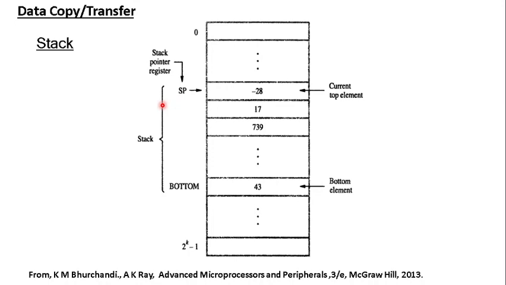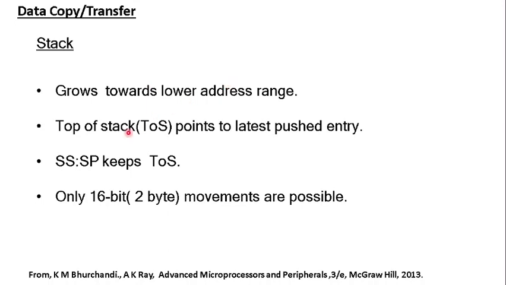We have to augment SS, then add it to SP, then we will get the final address of this particular top of stack entry. So SS:SP keeps track of the top of stack. Then in case of 8086, one peculiar thing to notice is that only 2 byte movements are possible.